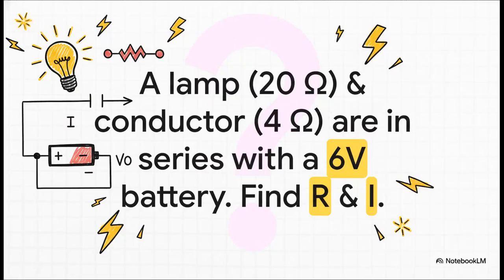Okay, it is time for our special exam corner. This is a typical question you might find in your exam paper. Let's solve it together, right now. We have a lamp and a conductor connected one after another. The key word is in series, with a 6-volt battery. We need to find the total resistance and the current.